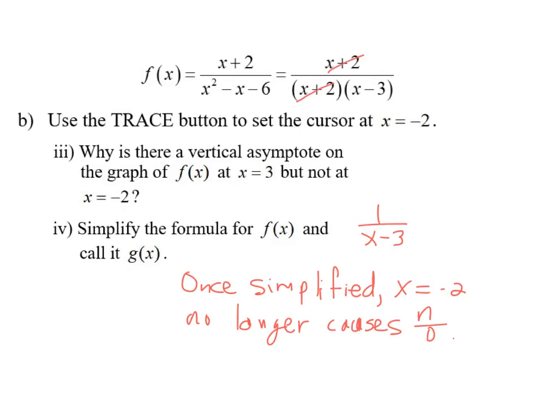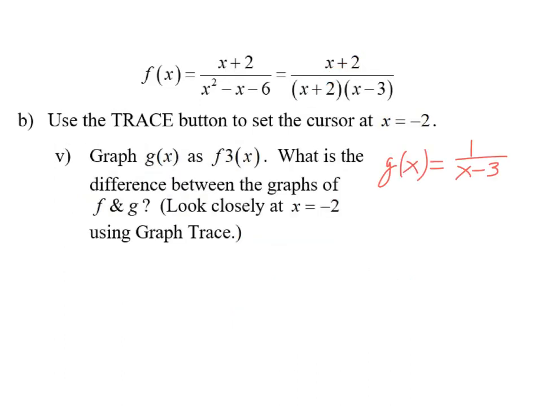Does this make sense? Yes, certainly once you simplify it and cross out the x plus 2's, then negative 2 is no longer going to cause there to be a 0 in the denominator. So essentially it appears that the graph of f should be the same as just 1 over x minus 3, which only has a vertical asymptote at x equal to 3. So now let's plug in g of x, this 1 over x minus 3, as f3 of x, and see if there is any difference between the graphs of our original function f and this new function g.